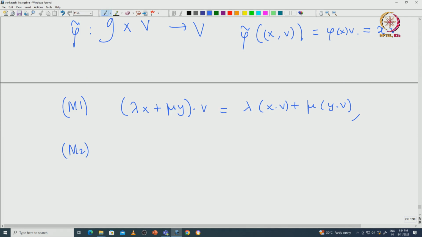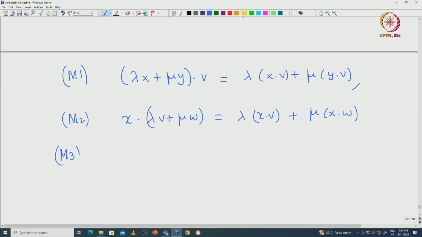And then what will be the second property? The second property is x dot (lambda v plus mu w) should be equal to lambda x dot v plus mu x dot w. That means x is acting linearly. If you take the linear combination and act on it, again it will be linear. Then what is M3? This is the Lie algebra property. The Lie product: if you take [x, y] and act it on v, then this should be equal to, you first take this commutator, x.